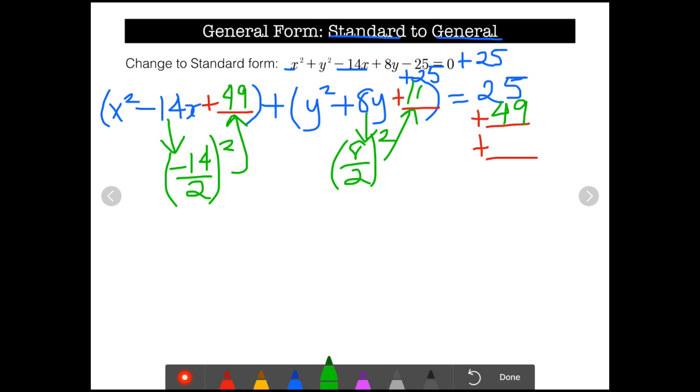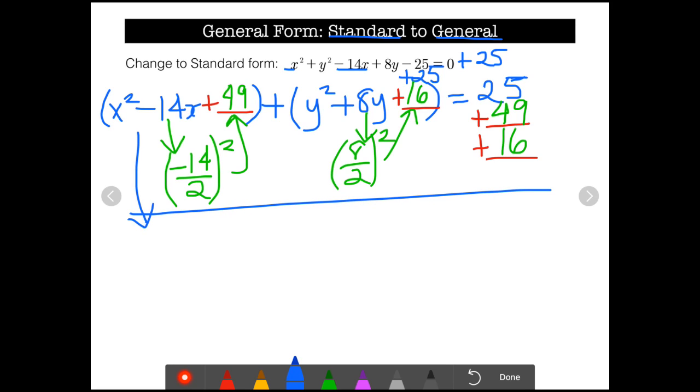4 squared is 16, and right there. Okay, now we are almost at the end. From this, we can pretty much go straight into the actual formula. It's going to be x something squared plus y something squared, and then equals.